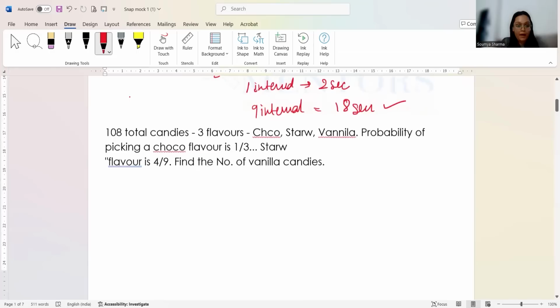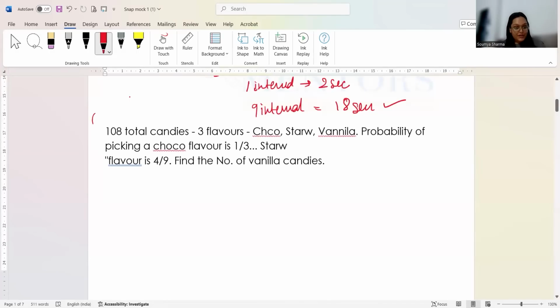Okay. Coming on to the next question, the third question. There are 108 total candies, three flavors: choco, strawberry, vanilla. The probability of picking a choco flavor is this. Okay, so we have the total of 108.